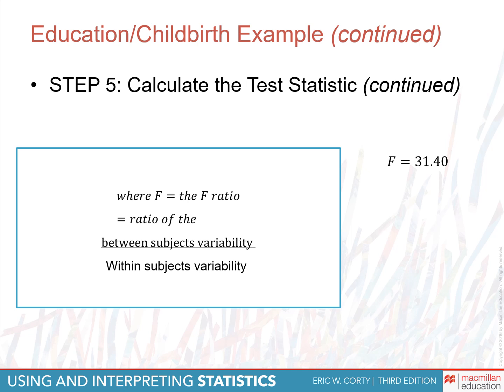So if we use software to calculate this F test statistic, we get an F of 31.40. And remember that F test statistic is going to be the ratio of the between subjects variability to the within subjects variability, or the between group variability to the within group variability. And so that F test statistic in this example, again, is 31.40. And that's what we're going to compare to our critical value of F.